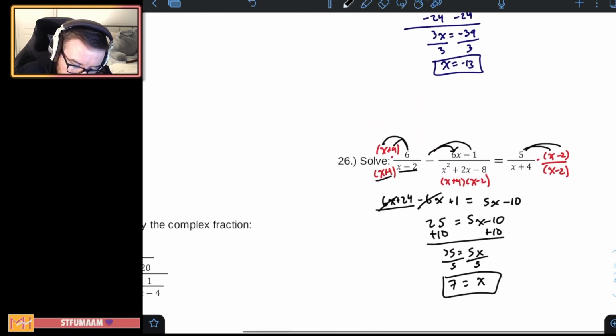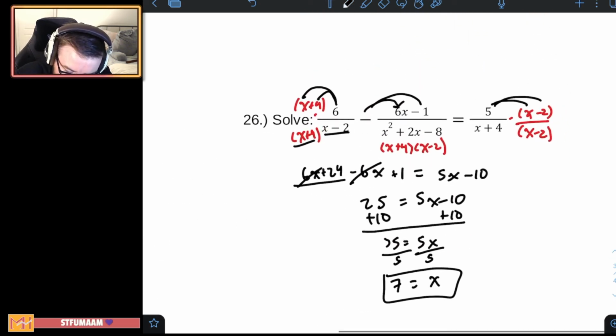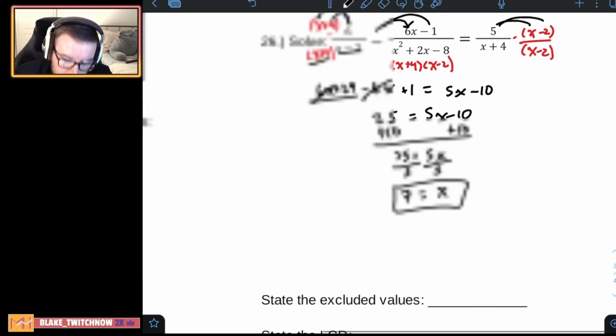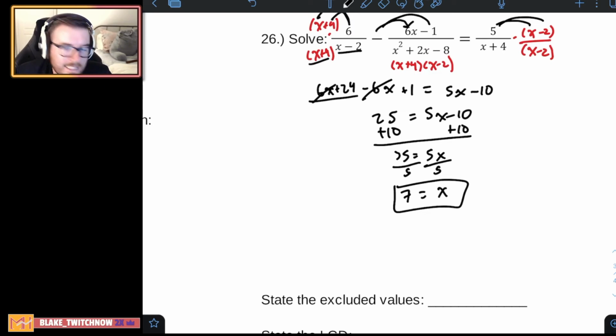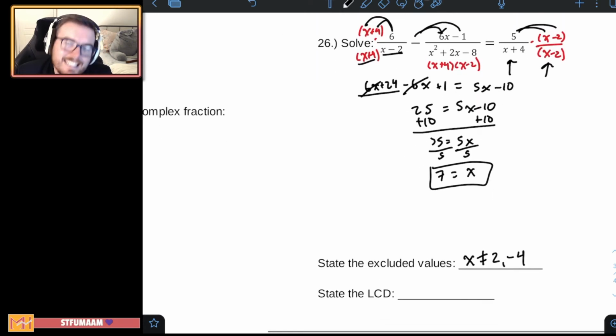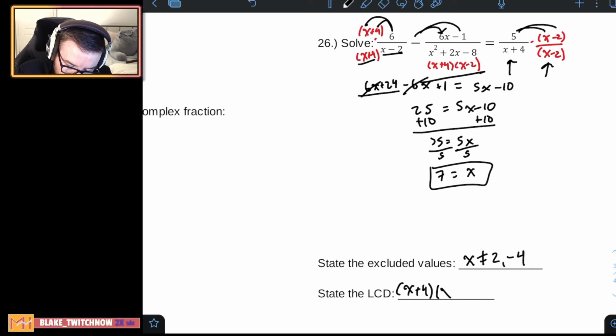This problem asks us to state the excluded values. This is the first time we're doing this, but that's okay. Excluded values are whatever makes the denominator 0. So I would be excluding 2 and negative 4. And then state the least common denominator. Well, that's literally what we found. Okay, so don't overthink that. Like we found the least common denominator. So just write it down.